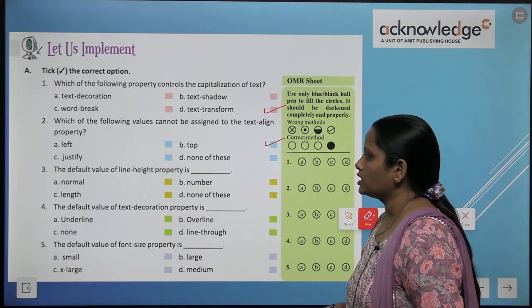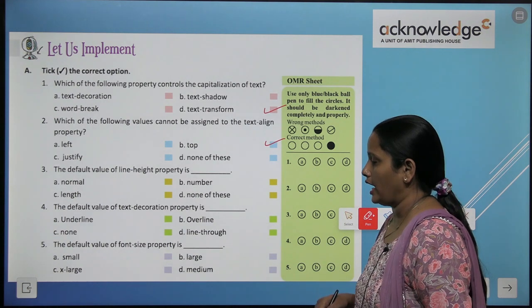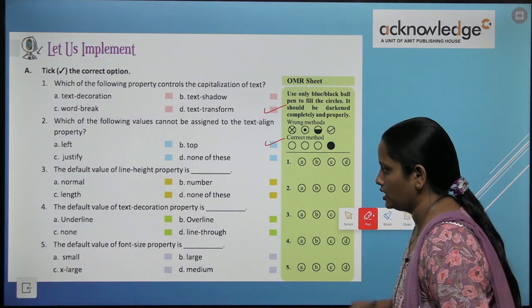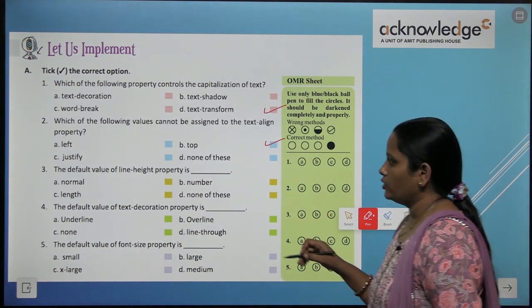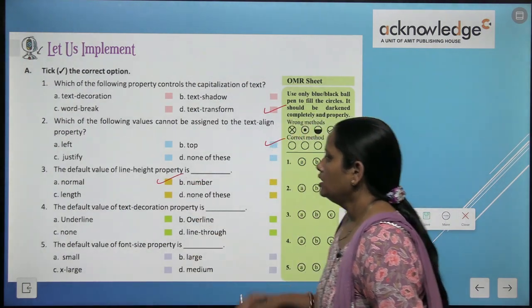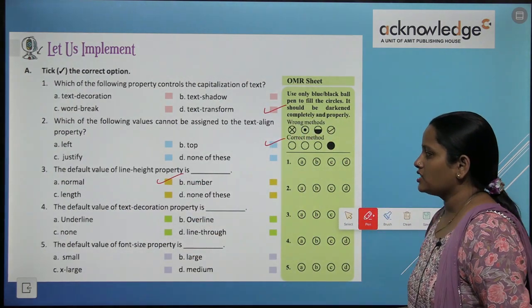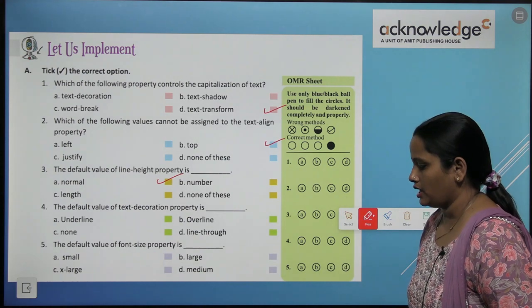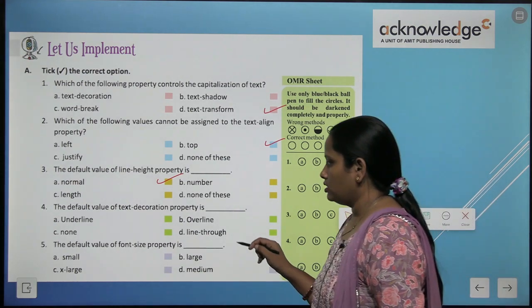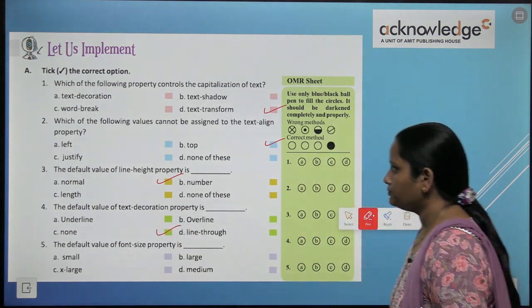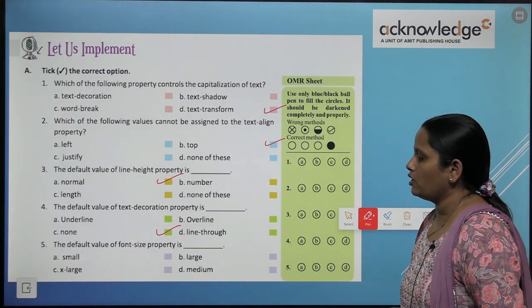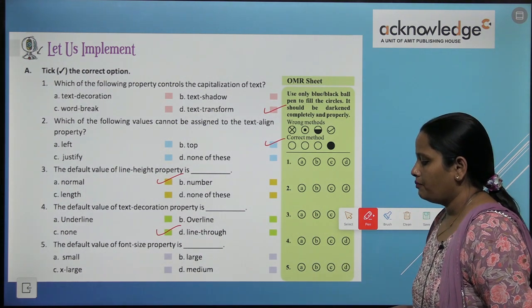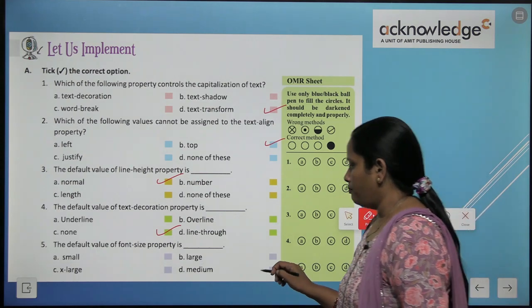The next question is, the default value of line height property is, so the default value is normal. The default value of text decoration property is, so here the default value is none. The default value of font size property is medium.